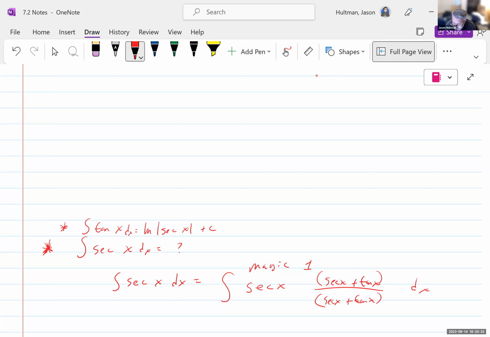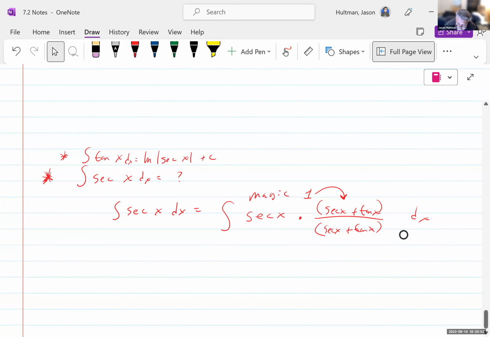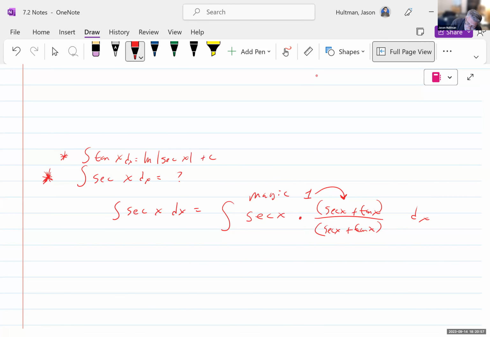Okay, if I multiply both top and bottom by secant x plus tangent x, that doesn't change anything, right? All I did was multiply by 1, but it's a magic 1. Okay, this is my magic one. Because what does this allow me to do? It actually allows me to integrate. So we kind of need to develop these two identities in order to do the previous problem. I need to know this identity and I need to know this identity, whatever this comes out to be.